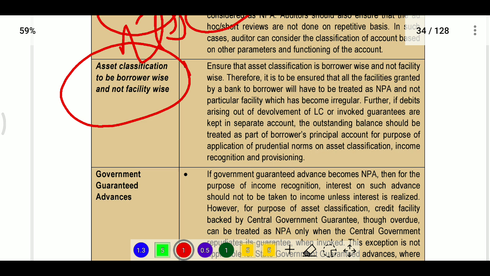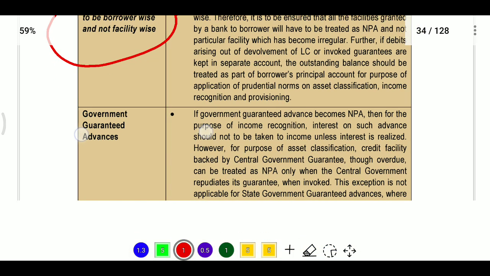So they need to mention it borrower-wise, not facility-wise. Here it is to ensure that all facilities granted by the bank to the borrower will be treated as NPA, and not only the particular facility which has become irregular.